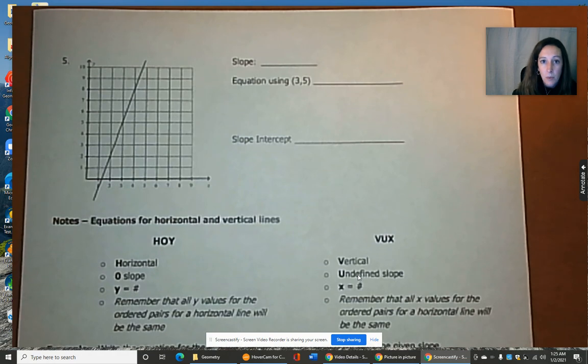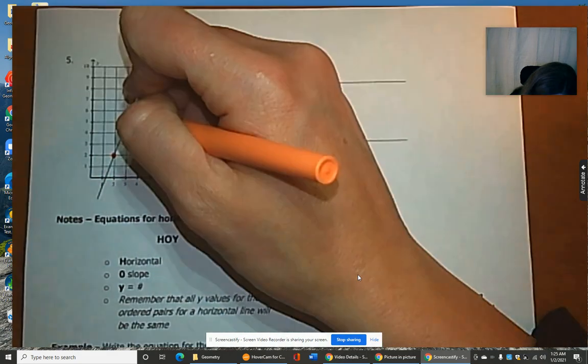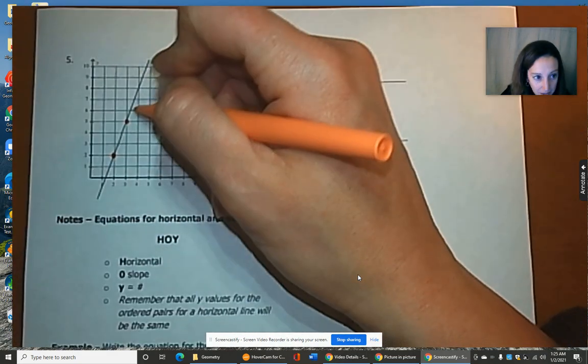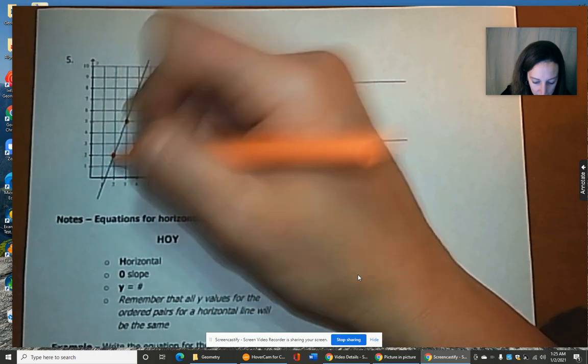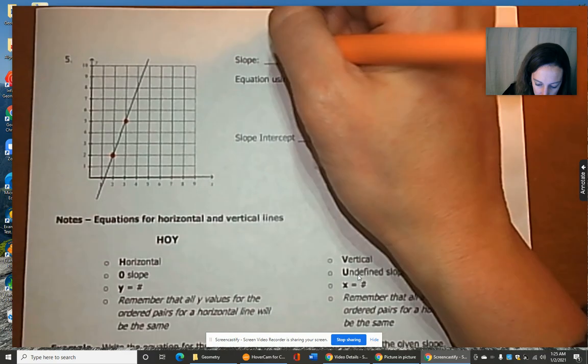So if we do this one, what's our slope here? Well, pick any 2 points. I pick this point and this point just because that's where my graph is crossing through the intersection of the grids. And do rise over run, I get 1, 2, 3 up, 1 over, so my slope is 3.